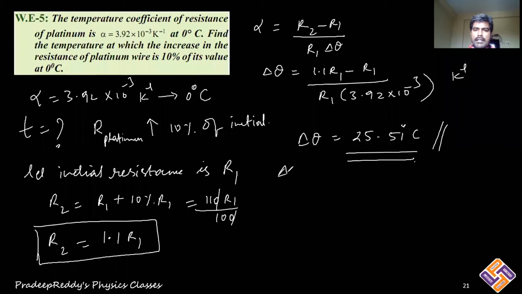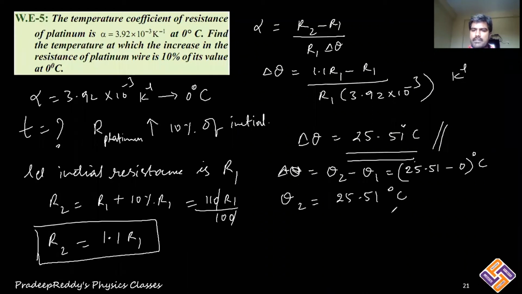So delta theta is equal to theta 2 minus theta 1. This is equal to 25.51 minus 0 degrees Celsius. So theta 2 is equal to 25.51 degrees Celsius. If I want to write it in Kelvin, what will you do? Theta 2 will be equal to 25.51 plus 273 Kelvin. That gives you the answer in Kelvin.